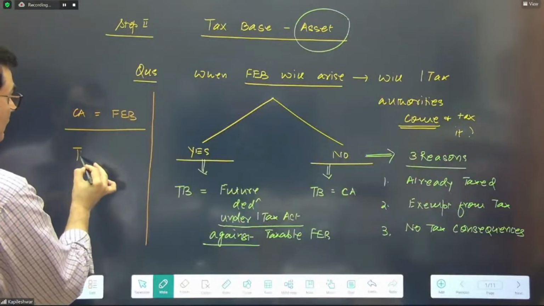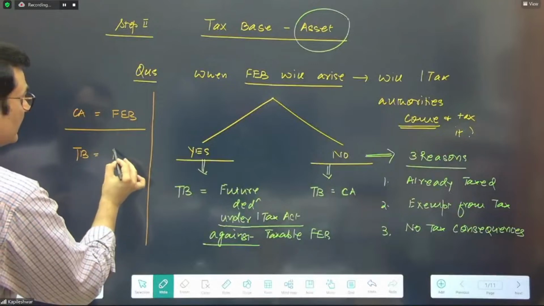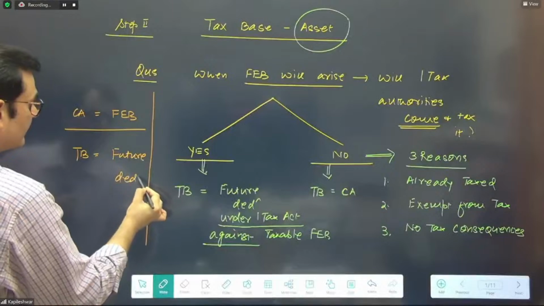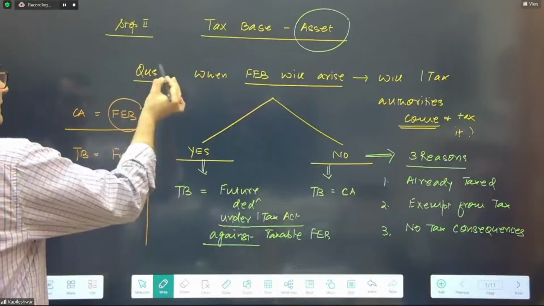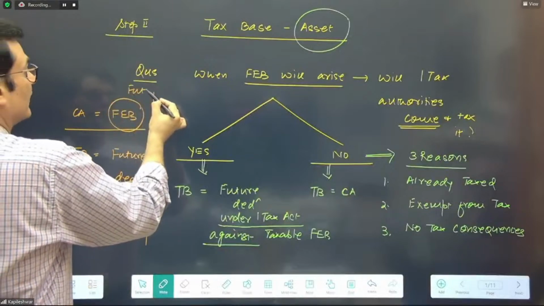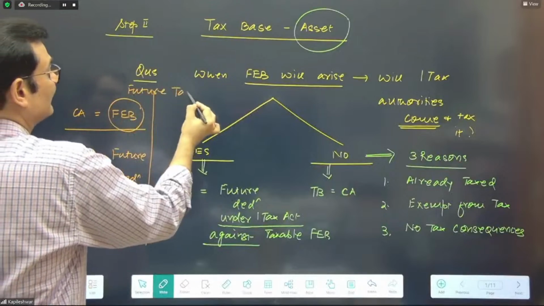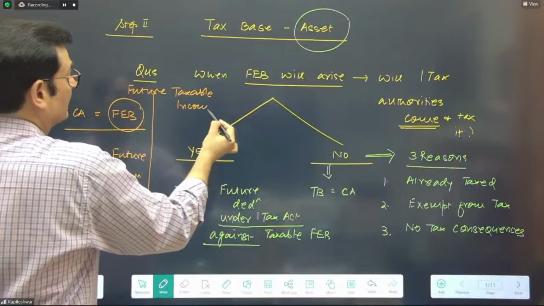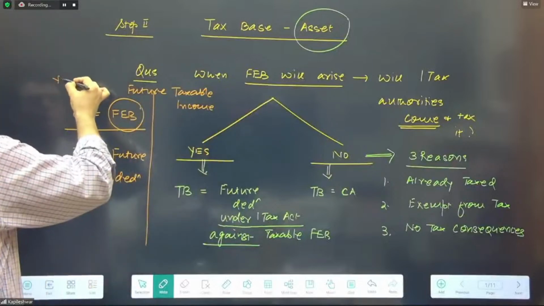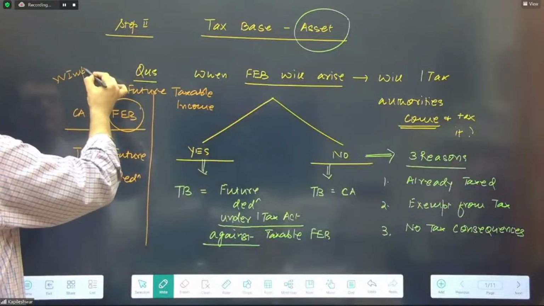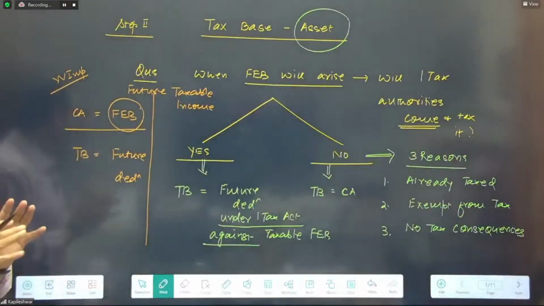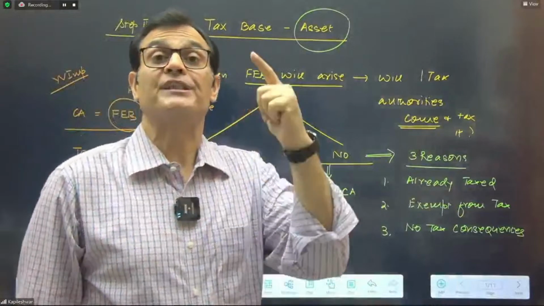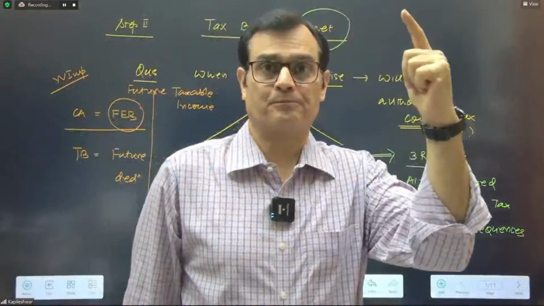And technically speaking, what does a tax base mean? It means a future deduction. So I can call the future economic benefits, if they are taxable, as good as future taxable income. So you need to keep one thing very clear in the mind. This is very, very important to keep in mind. When I'm using the word carrying amount, the word carrying amount is indicative of future taxable income.